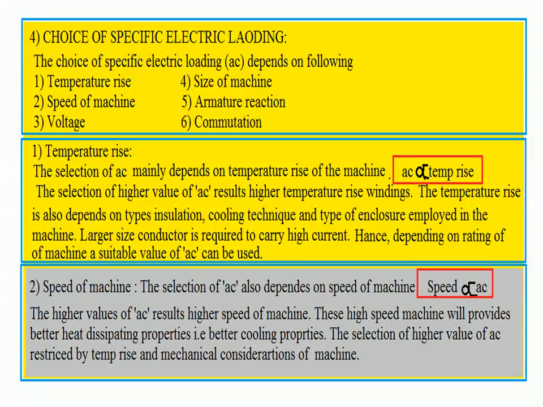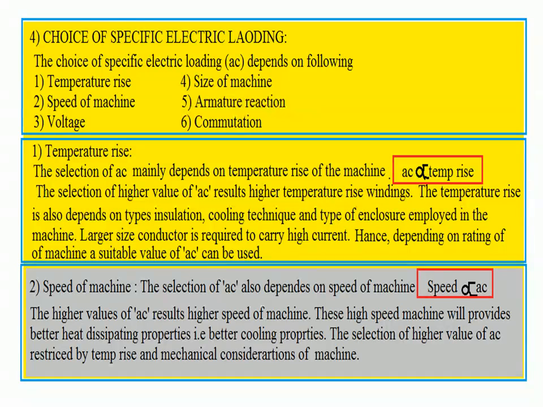Next important factor is choice of specific electric loading. The choice of specific electric loading depends on the following factors. Number 1, temperature rise, speed of the machine, voltage, size of machine, armature reaction and commutation. So, you make the list, and again you are eligible to get 2 marks. For each, you can explain in two lines.